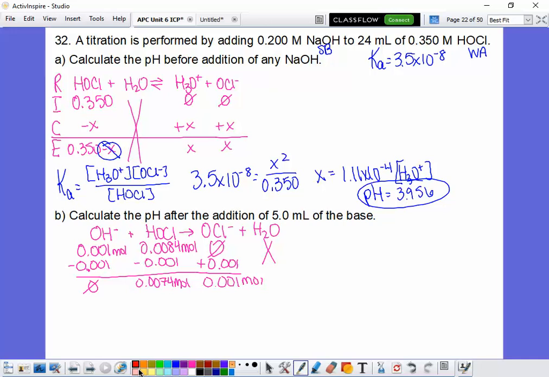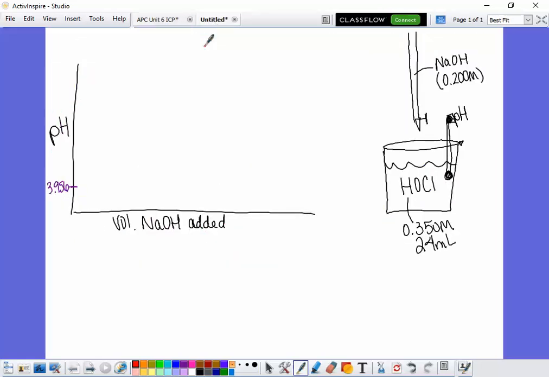However, if you forget to convert it back and it's any other scenario, you're going to get something wrong. So might as well get in the habit of just always converting back to concentration before finding pH. Okay? So we're going to divide both of these by the total volume that's in that beaker. In this beaker now, so we had 24 milliliters of HOCl to begin with. We just added 5 milliliters of our base. So what volume do I have now?